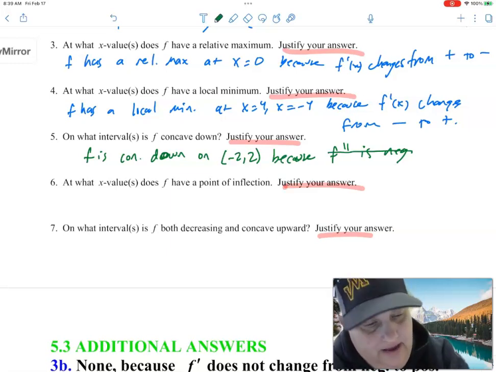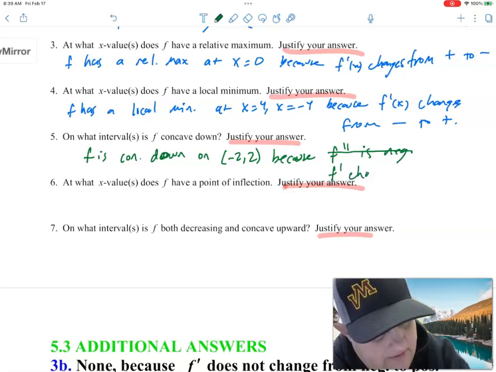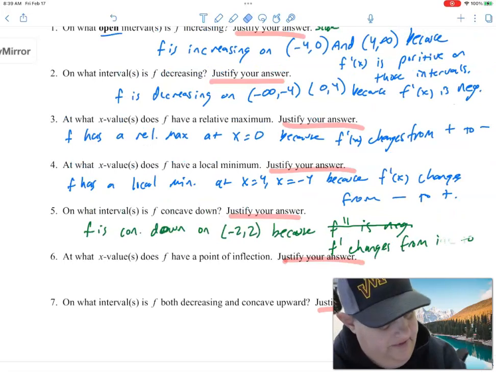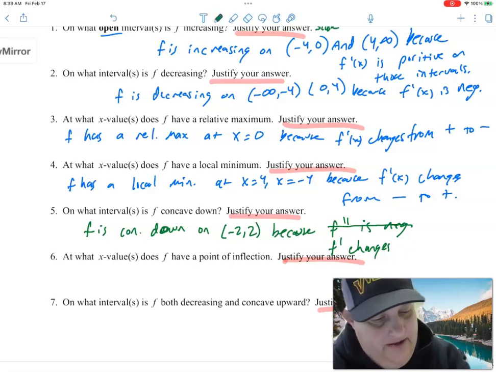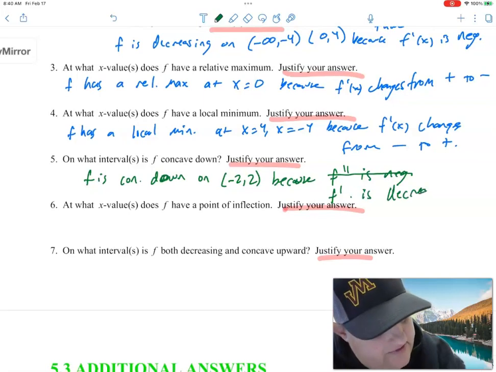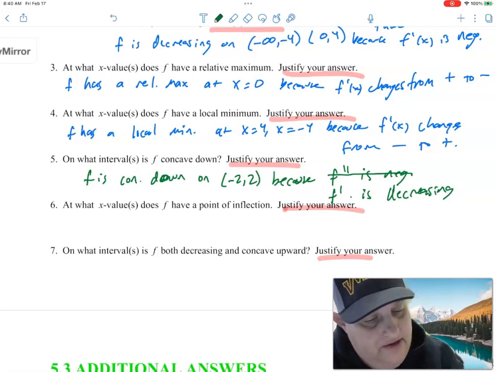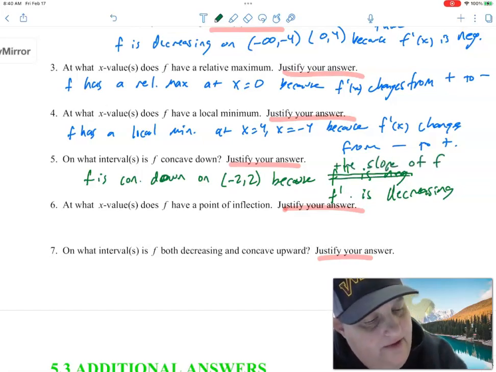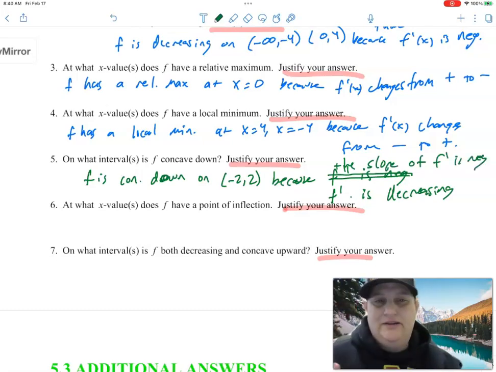I am allowed to say f prime changes from increasing. Wait, sorry, that's not a changing from, that's inflection points. Why is it concave down? I wanted to say f double prime is negative, but I can't say that. Instead, I have to say because f prime is decreasing. You could also say the slope of f prime is negative. So you always have to take it back into f prime. That can be a little confusing.